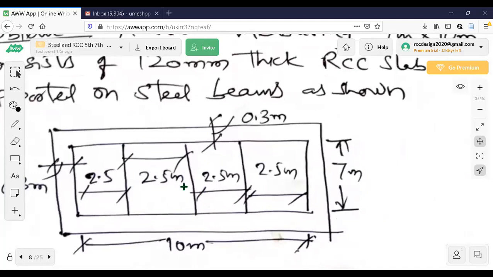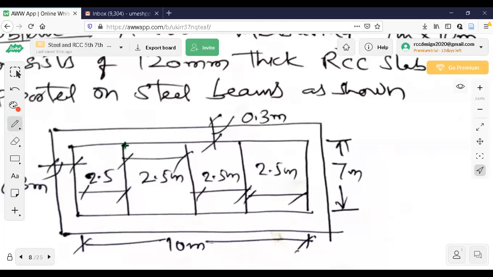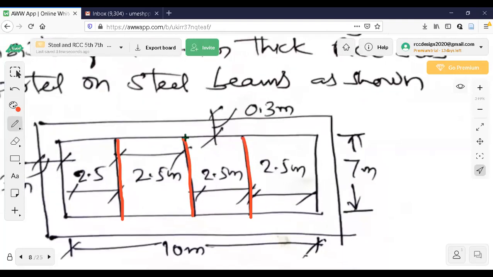So here I'll design the most critical one. So this one or this one, any one of these can be considered, because spacing is same. If the spacing was different, then you would have to search for the critical section. Now, what will happen to this beam? Observe here. Let us say this beam is taken. Same sections are used for the remaining two beams also.